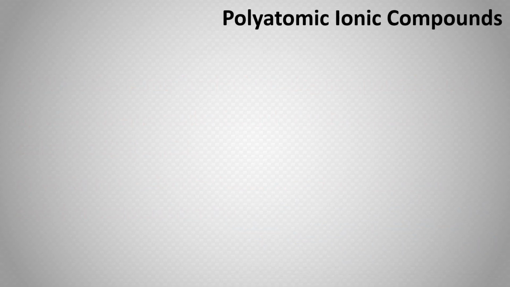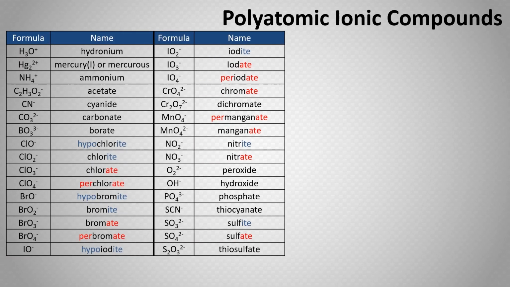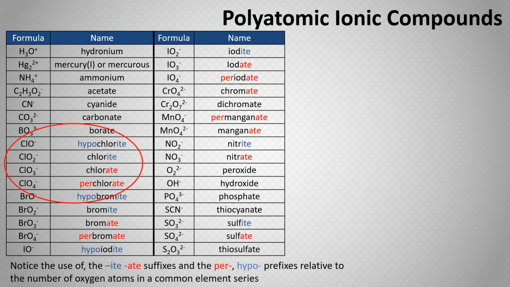Ions can also be a combination of atoms which, when together, carry an overall charge. These are called polyatomic ions. Now here's a list of them that you need to be familiar with, and it's important to know the formula, charge, and the name. For the polyatomic ions containing oxygen, notice the use of the "ite," "ate" suffixes and the "per," "hypo" prefixes, and their relationship to the number of oxygen atoms within the common elemental series. That should help somewhat in the memorization of these kinds of ions.